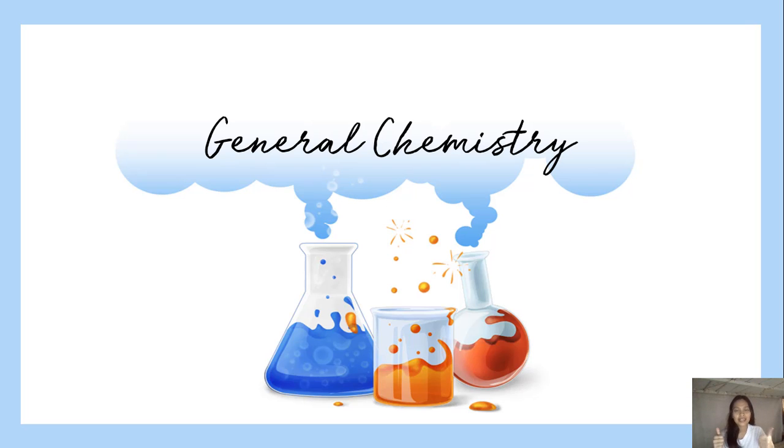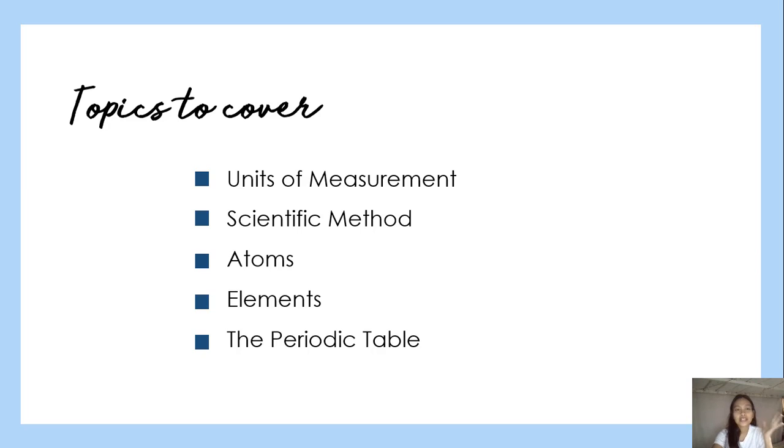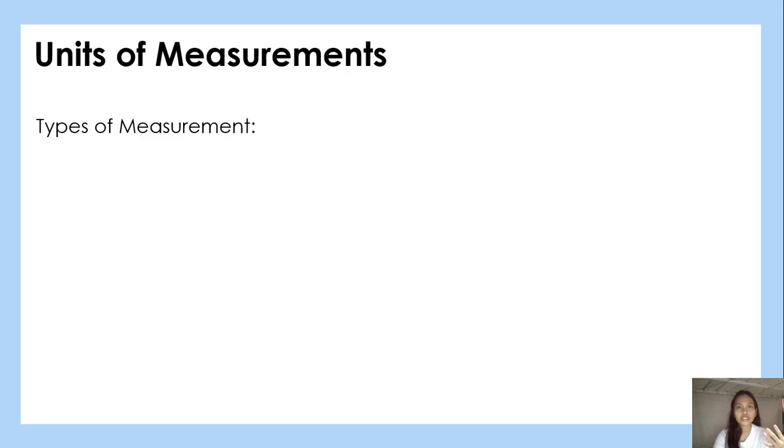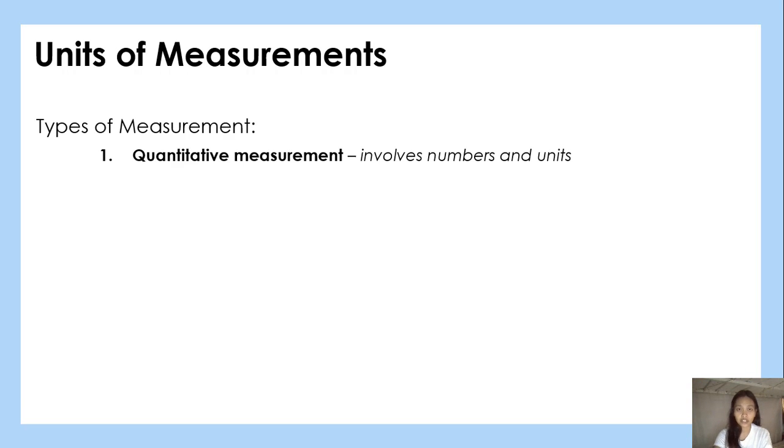So let's start. The topics that we will be covering today are the units of measurement, scientific method, atoms, elements, and the periodic table. So let's start with measurements. There are generally two types of measurement. We can have a quantitative measurement, which involves numbers and units, and then the qualitative measurements.